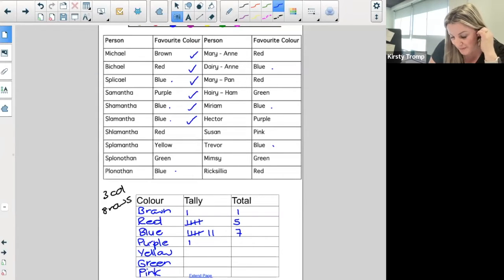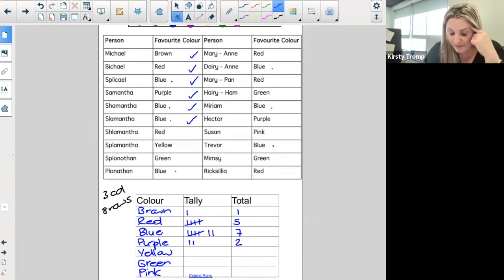Okay, what about purple? Can you do purple for me? How many did you have for purple? There's only 2. 2, well done. So you had 1, 2. Thanks, Mulalo. All right, so let's go with yellow.